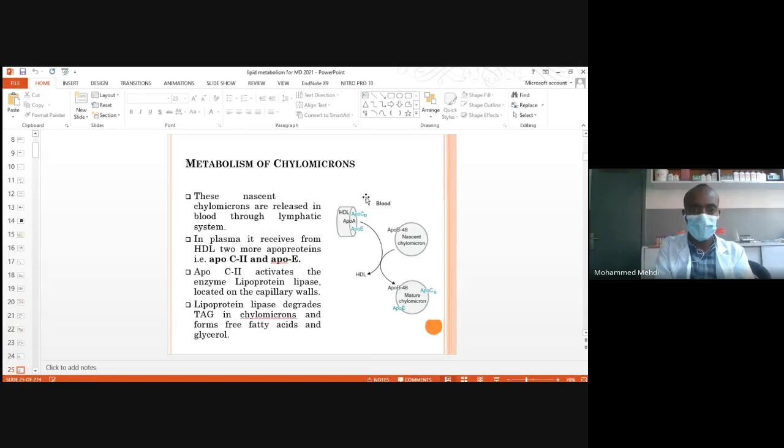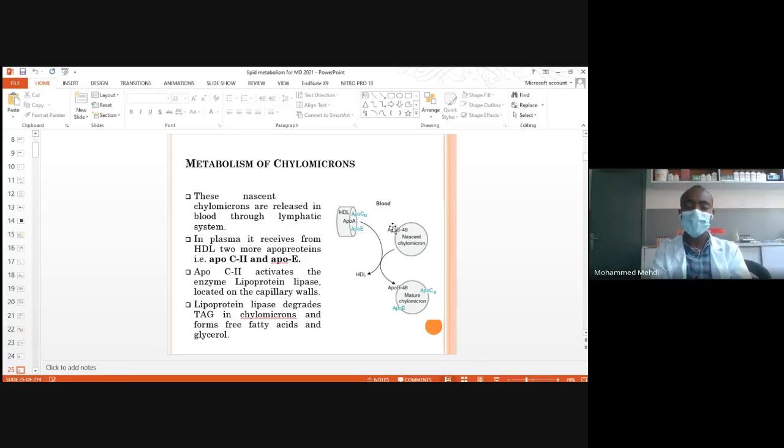Okay. Metabolism of chylomicron in the blood circulation. The nascent, or immature, chylomicrons are matured by the addition of further proteins, like ApoC2, apolipoprotein C2, and apolipoprotein E, which are added to this chylomicron by HDL. HDL donates those proteins to the nascent chylomicron, and it becomes matured. Chylomicron becomes matured after accepting apolipoproteins.